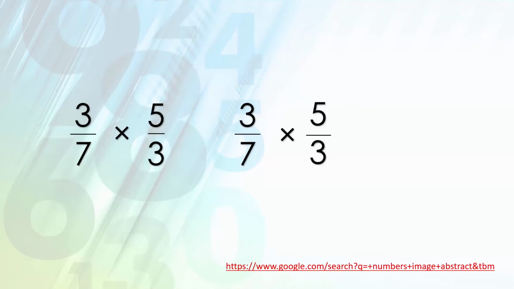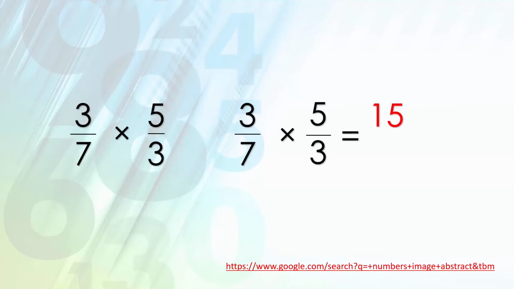Now let's try dividing 3 over 7 divided by 3 over 5. We cannot simply divide the numerators and the denominators. Instead, we have to remember the rule of reciprocal. In dividing fractions, we need to give the reciprocal of the divisor. Our divisor is 3 over 5, and the reciprocal of 3 over 5 is 5 over 3. After giving the reciprocal of the divisor, we then change the operation into multiplication. So, 3 over 7 divided by 3 over 5 will become 3 over 7 times 5 over 3.